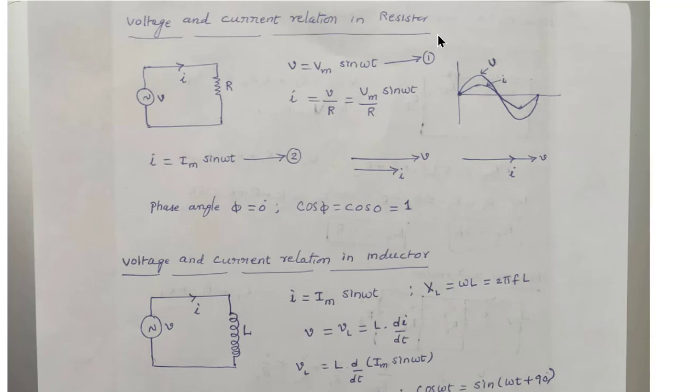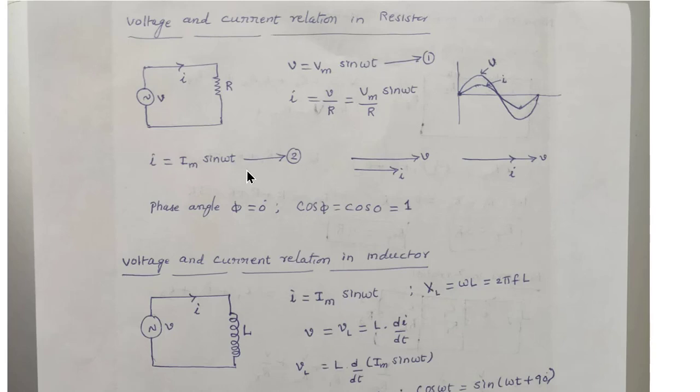Now let us see the voltage and current relations in a resistor. Suppose AC voltage is connected to a series resistor like this. Then the current flowing in this circuit is small i. Let us say the applied AC voltage is given by V is equal to Vm sin omega t. Let us say this is equation 1. Then using Ohm's law, we can calculate I is equal to applied voltage V divided by R, that is Vm sin omega t divided by R. Then we can replace Vm by R as the maximum current flowing in the circuit, that is Im. So we can write I is equal to Im sin omega t, this is the second equation.